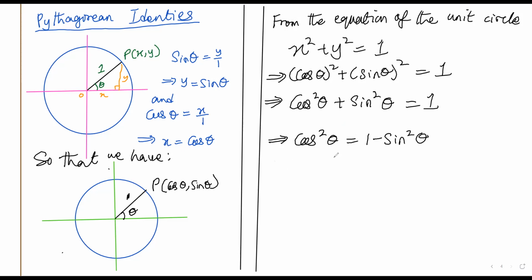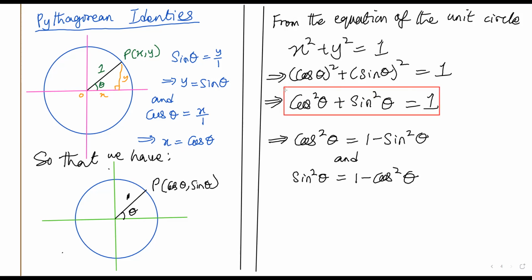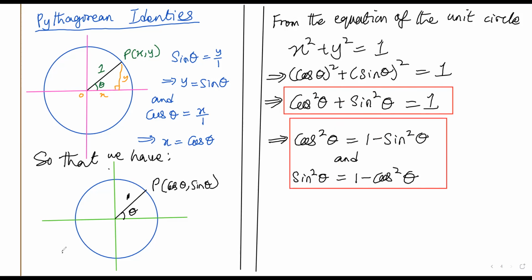Sine squared would be equal to one minus cos squared theta. So we call all these the Pythagorean identity. This is the real Pythagorean identity, and these are the implications of the Pythagorean identity. You know what I mean by implication? The consequence, what it leads to. So we call this equation 2, identity 2, for example.